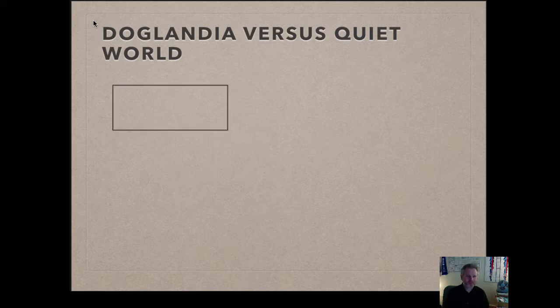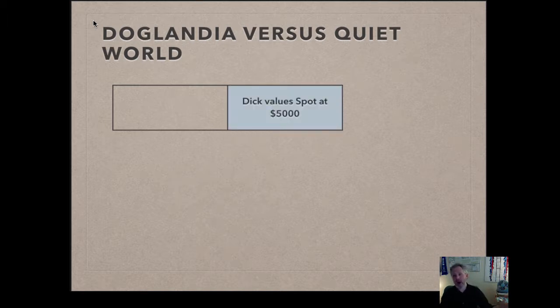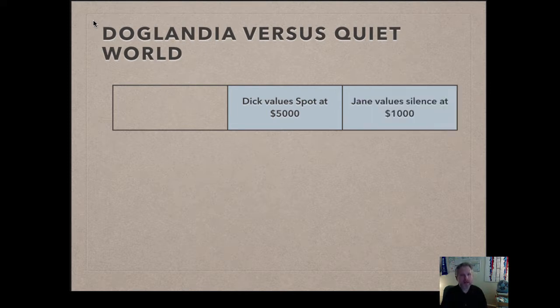All right. So here's how we're going to set up this thought experiment. So first we have someone named, so this is Dick, Jane, and Spot, the classic characters from little kids' books. So Dick values Spot, his dog, at $5,000. All right. That's his, what we call money metric utility. So we took his utility for having Spot, and through a brain scan or whatever, we know that he actually values Spot at $5,000. All right. Jane values silence or quiet at $1,000. All right. So that's the setup for this thought experiment.